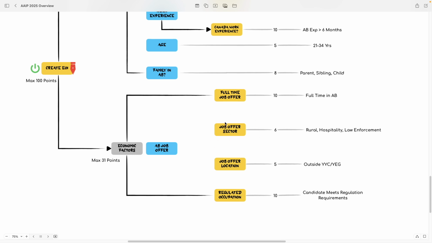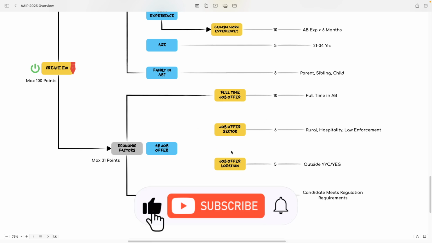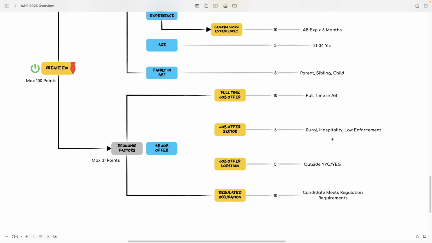So once you land a job offer, you get 10 points, but it should be full-time and within Alberta. It should not say your job is based in Ontario and you are working remotely. No, your job offer should be for your work in Alberta. Job offer sector: in addition to your job offer, if your job offer is in these 3 sectors, you get 6 more points. So 10 plus 6, 16.